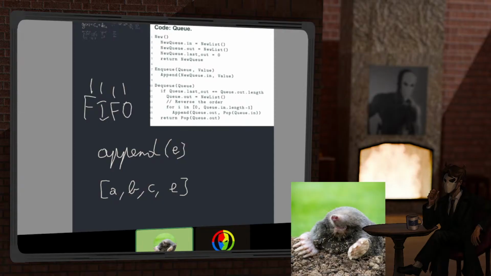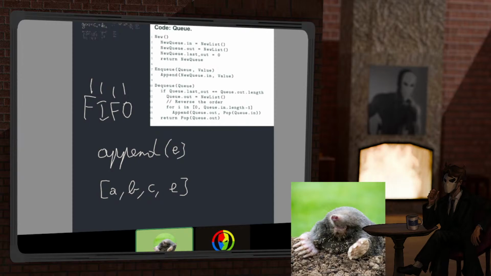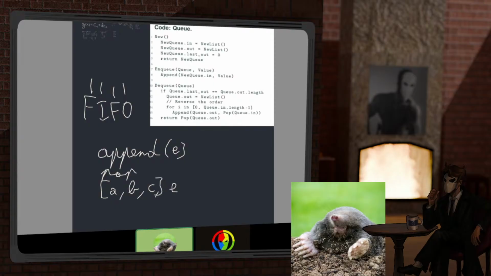We are going to, for this example, assume that this can be done in constant time. We also have the opposite, to pop a value. This is essentially taking out a value from the end of the list, and we return the value.